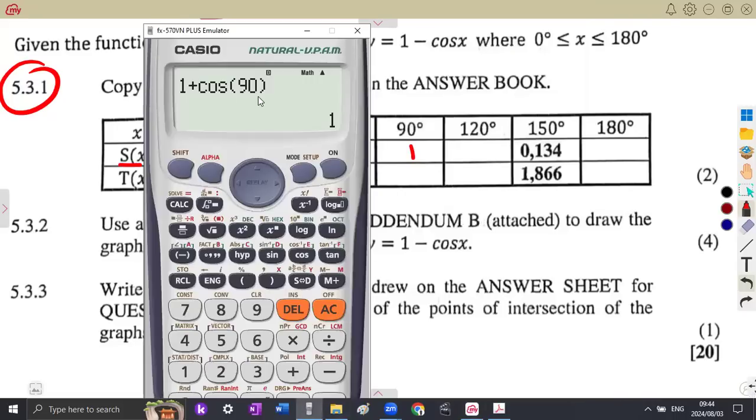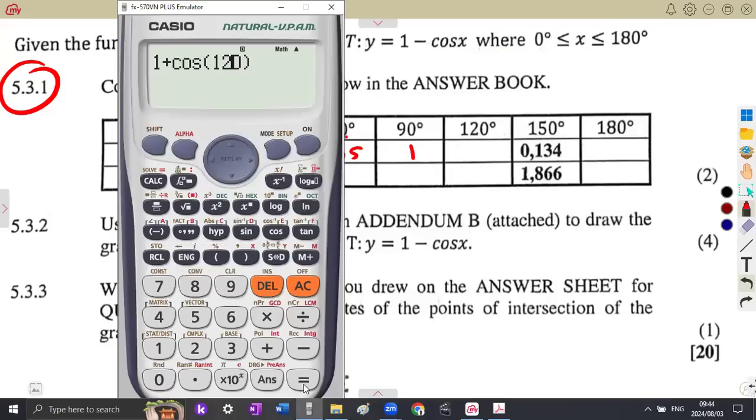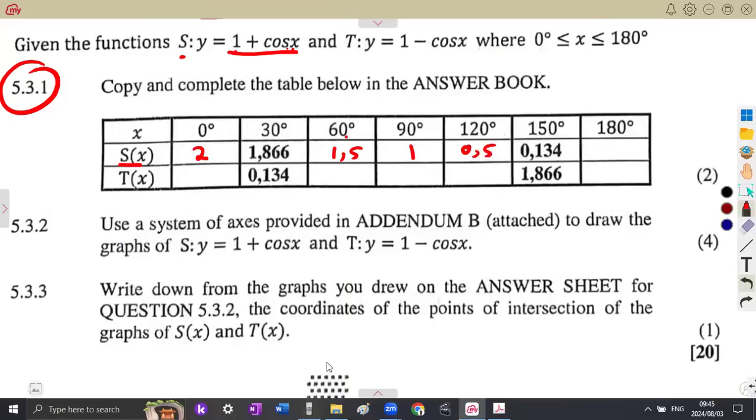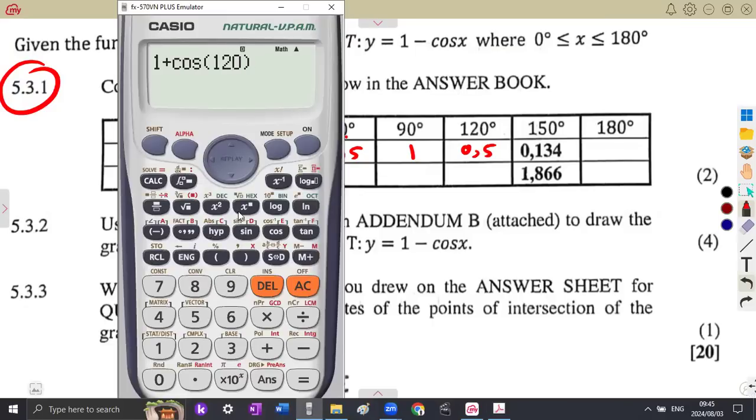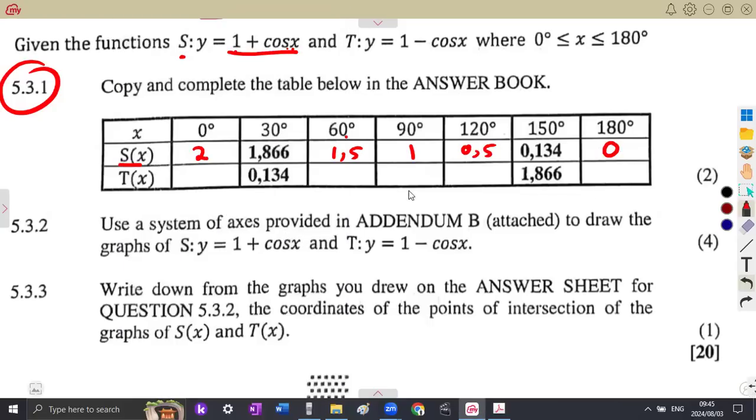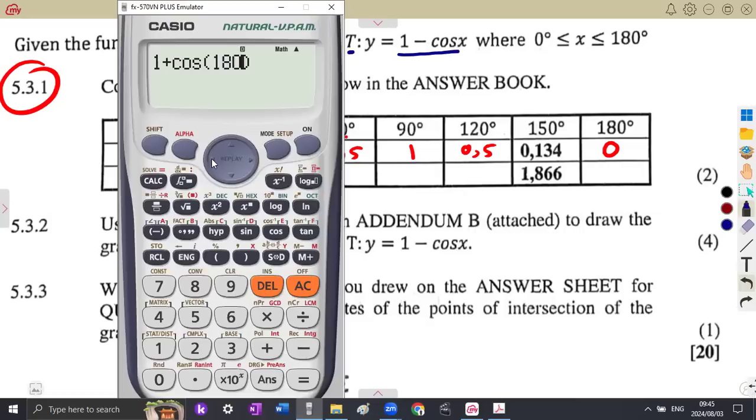We move on to 120 degrees. So we're just going to substitute here 120 degrees. Let's see, that was going to be what? 1 over 2, which is 0.5. We move on to 180 degrees. All right, that's a 0 there. You do the same thing on t of x, which is this one, 1 minus cos x. So this time we must have a negative here. So we are going to have a minus.